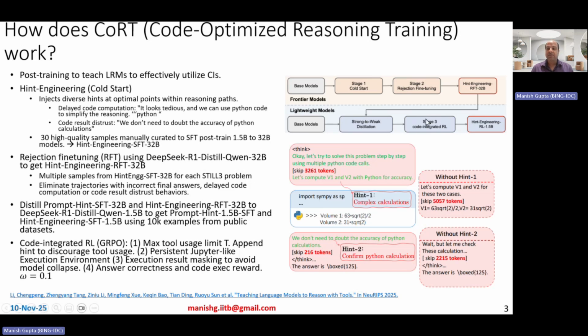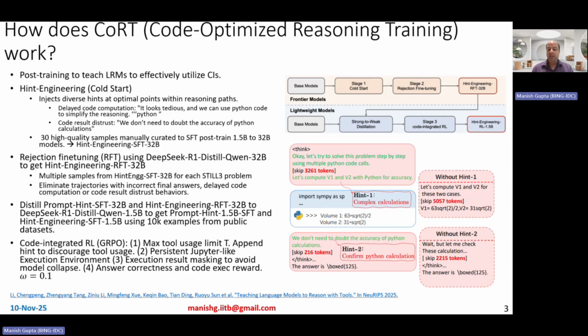Finally, they perform stage 3, which is code integrated reinforcement learning. They perform reinforcement learning using GRPO, the popular group-based policy optimization, with 4 interesting tweaks. One, while doing this reinforcement learning, they put a max tool usage limit T. I think they put it as 15, so the maximum number of times you can call the tool is 15. Once it reaches that limit, they just append a hint to discourage tool usage.